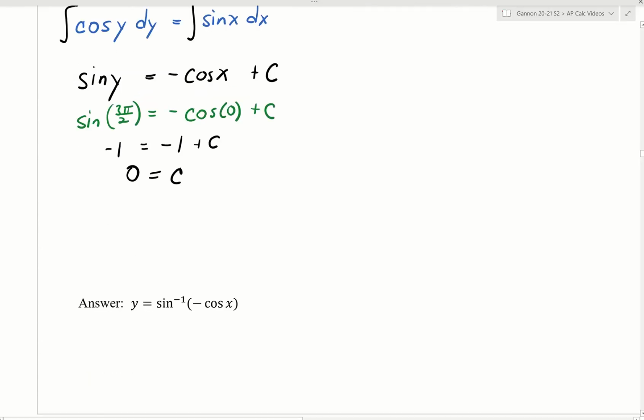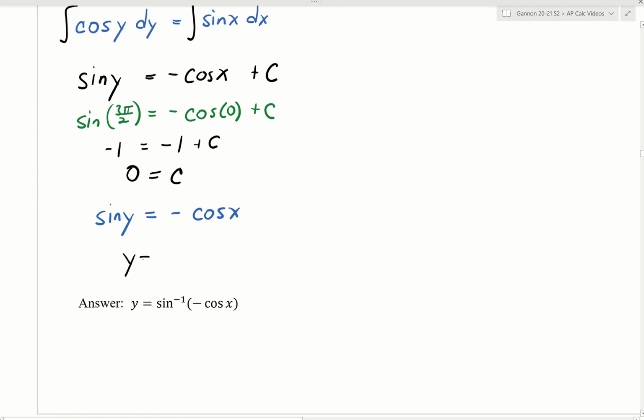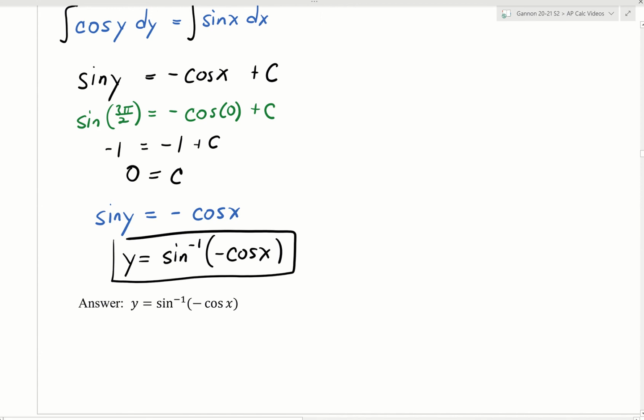So substituting back in, we end up with sine of y equals negative cosine of x, plus 0. So if we wanted to isolate y at that point, we have to undo sine, which is the inverse sine. So we've got y equals the inverse sine of negative cosine of x. And that's how you do it.